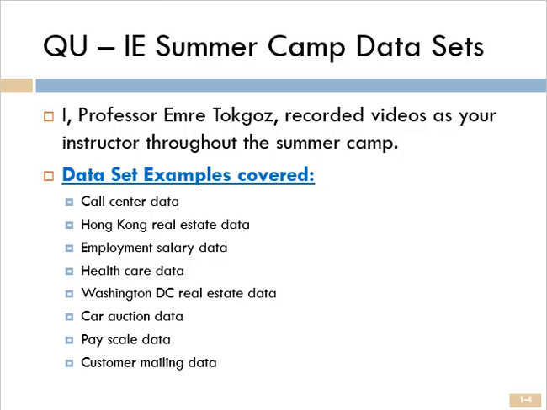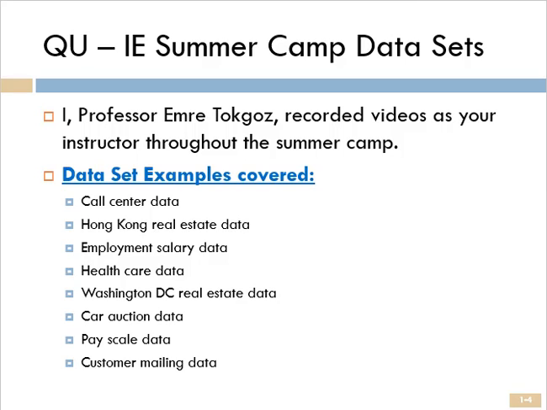Another real estate example we covered was related to Washington, D.C. real estate sales. Again, it was very similar to the Hong Kong real estate data that we covered, with certain differences. Then we dealt with car auction data and pay scale data. This data was related to the payments of certain employees, and they were grouped into 8 different categories, and we came up with dummy variables for all 8 levels of employment, and came up with a meaningful outcome for that.